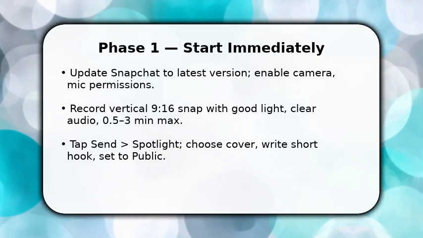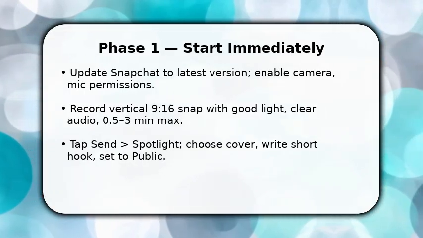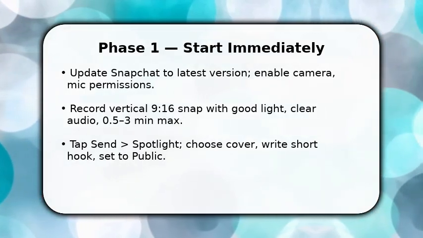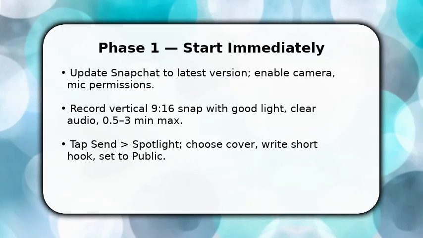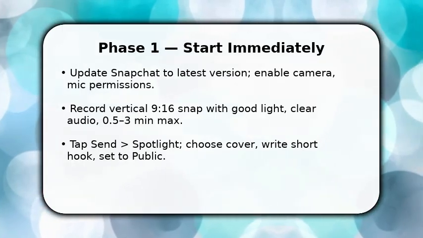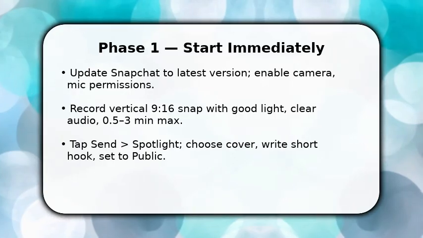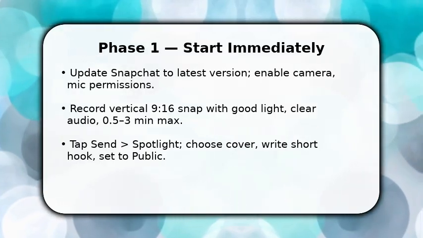Once done, tap the send arrow, select Spotlight as the destination, and write a punchy hook. That first line decides whether people swipe. Make sure the snap is set to public. Choose a clear cover image so viewers understand the content at a glance.